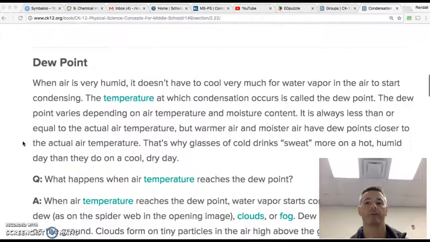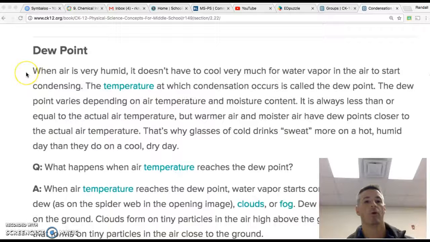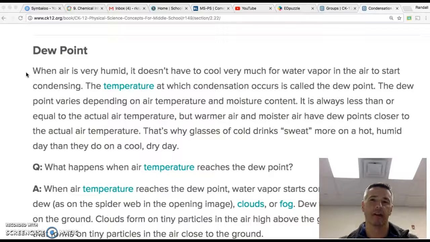Okay, dew point. Dew point. When air is very humid, like in the summer in La Crosse, it can be very humid. You go outside and you just start sweating. Sweat beads on your face or your arms are all sweaty. Ugh. So when air is very humid, it doesn't have to cool very much for water vapor in the air to start condensing. The temperature at which condensation occurs is called the dew point. So the temperature at which condensation occurs is called the dew point.